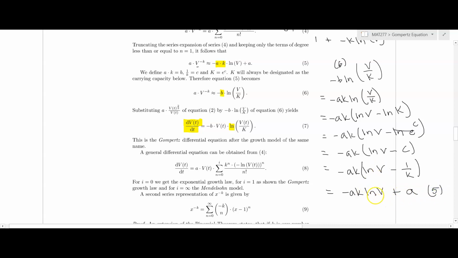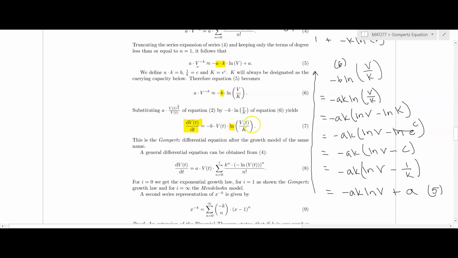So this is exactly what equation 5 is. And you can backtrack. You can also follow, since these are all equal, from 5 up to 6. Start with 5 and get to 6. But it's a little bit harder because some of the substitutions are not super intuitive. So there is the Gompertz differential equation.